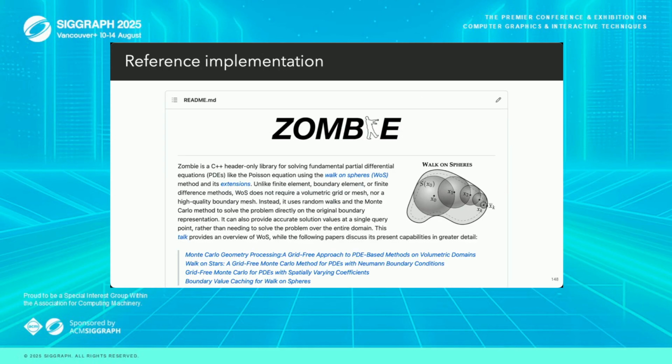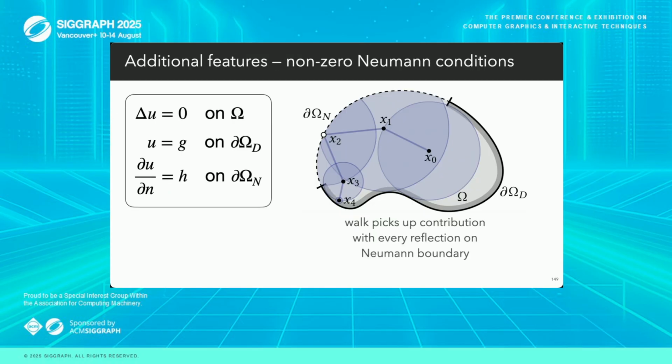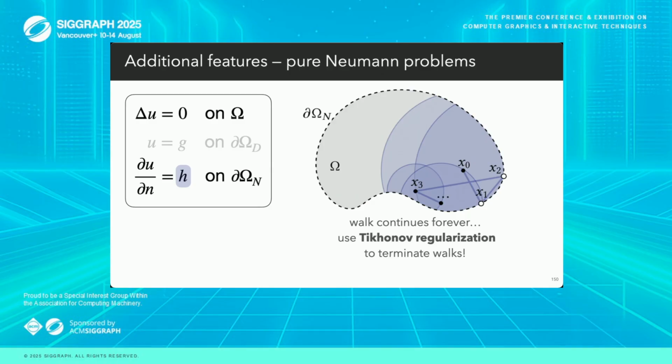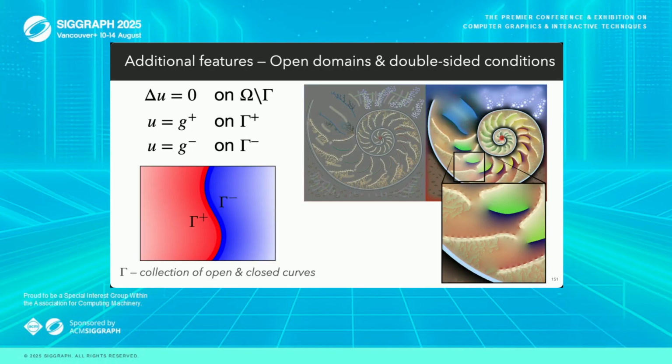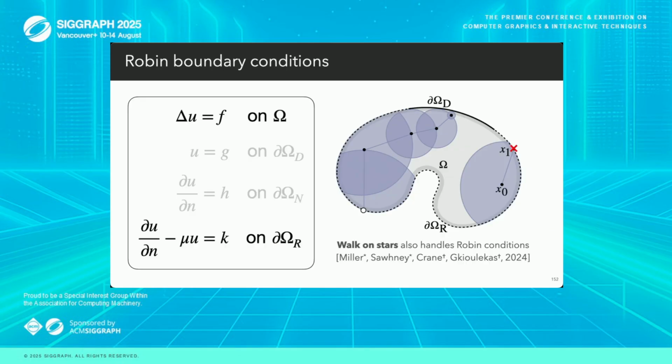And in addition to this tutorial, we actually have a full reference implementation that has a number of additional features beyond those I've discussed, including treatment of non-zero Neumann boundary conditions, where you additionally will pick up an additional contribution with every reflection, and the treatment of pure Neumann problems where there's no Dirichlet boundary to terminate on, as well as the handling of open domains and double-sided boundary conditions, such as in this example where we're generating a diffusion curve image on really intricate geometry.